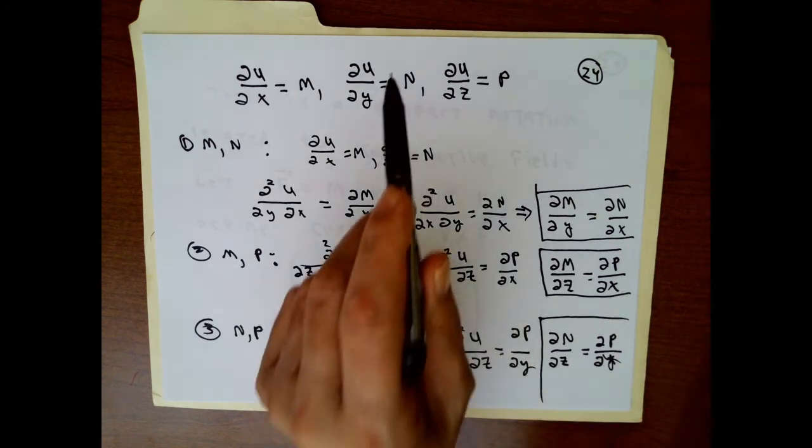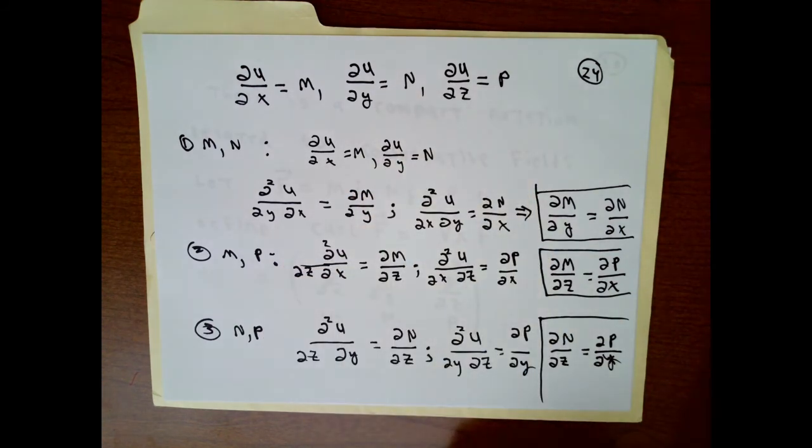Having done that, I'll form a similar relationship between n and p, and it's the exact same logic as before. It turns out we have a third relation. Partial of n with respect to z must be partial of p with respect to y. If the force field, if the vector field is conservative, if it's got a potential function, then these three facts must be true. So this would give you a way to decide whether a field was conservative or not.